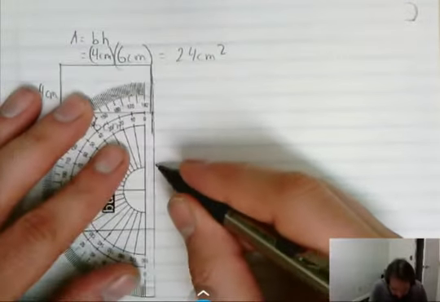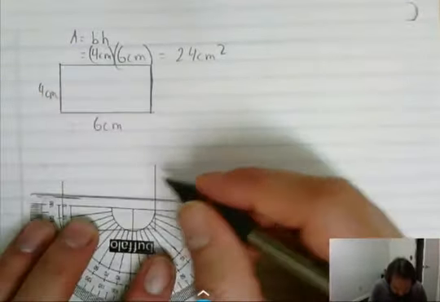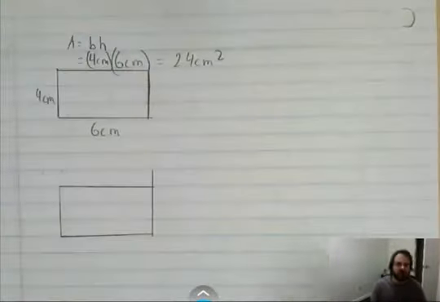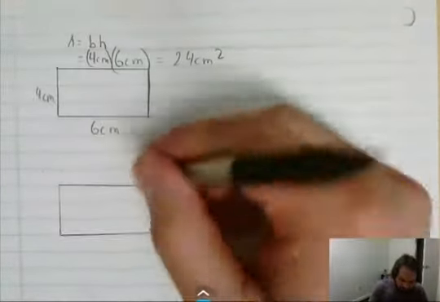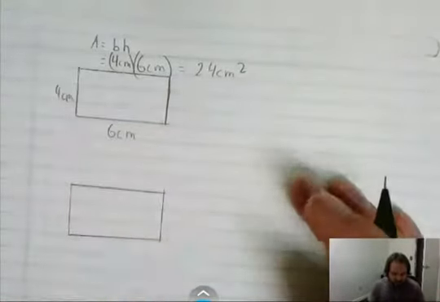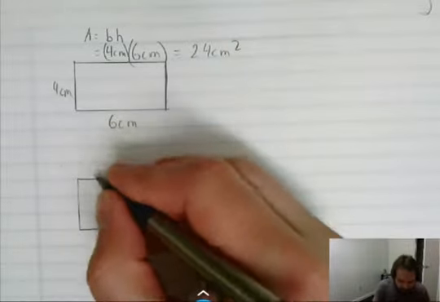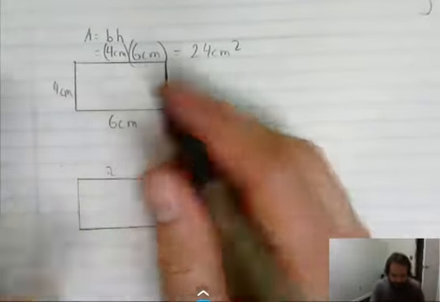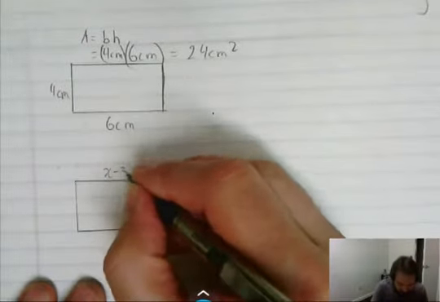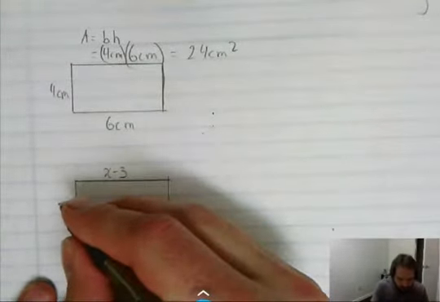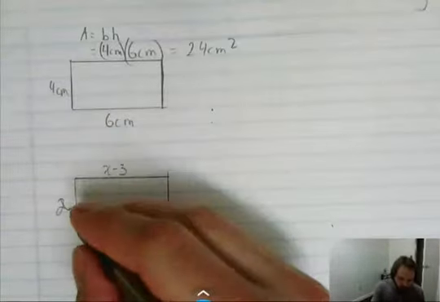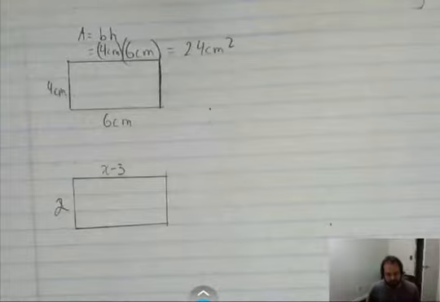And we're going to say here, so here's my rectangle, and we're going to look at my area, and we're going to say this side here is going to be x minus 3, and this side here is going to be 2. Okay, so this is 2 centimeters, and this is x minus 3.